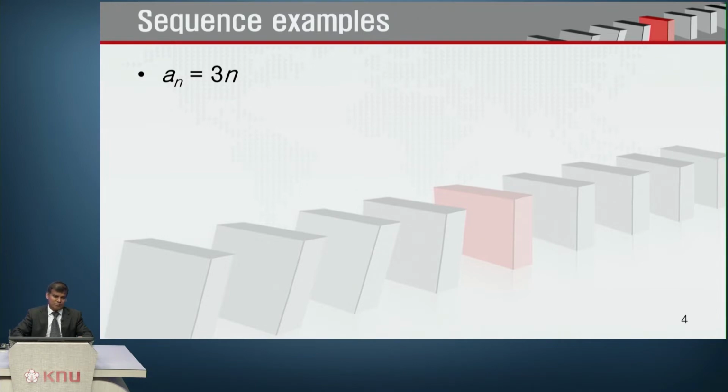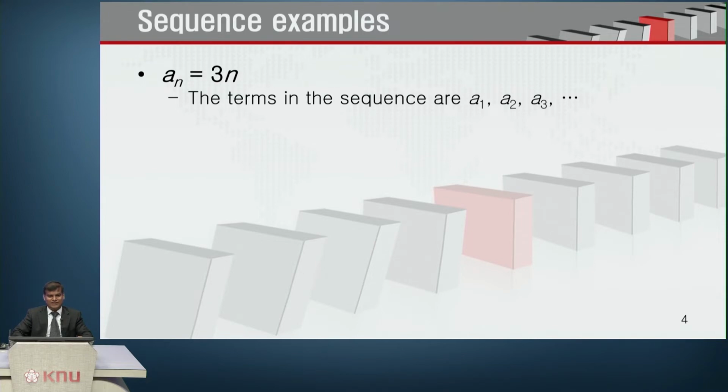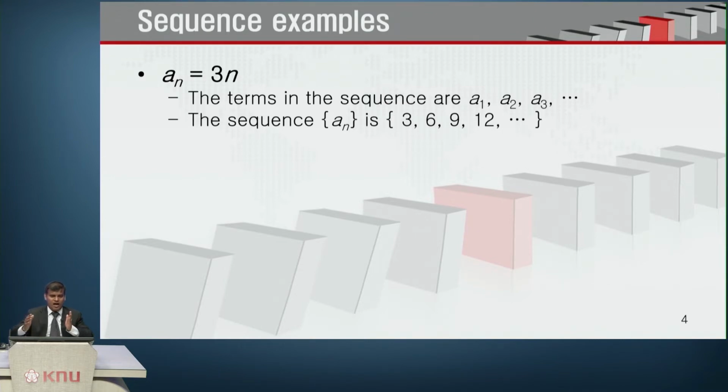Let's see some examples of sequences. a sub n equals 3 times n, or 3n. So what shall we expect from here? The sequence here is a sub 1, a sub 2, a sub 3, and so on. As you replace n with 1, 2, 3, what happens? You have a sequence of 3, 6, 9, 12, and so on. So here the sequence a sub n in braces is plainly the multiples of 3, and it goes on because we have defined it over the integers.